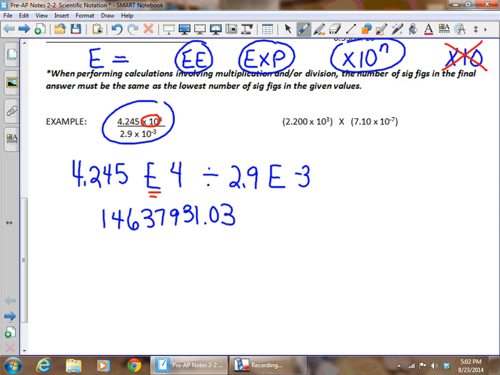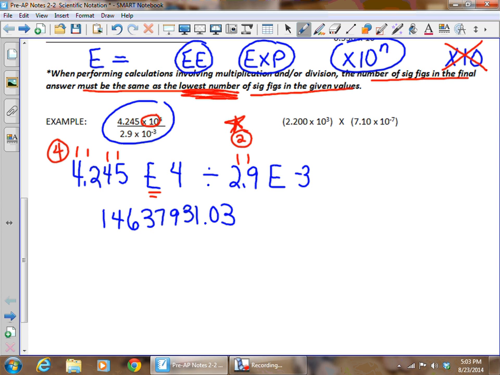So the first thing you're going to have to do anytime you have a calculation is to count up the sig figs in the values that you calculated with. The 4.245, easy, 4 sig figs. All of those are significant. The 2.9, 2 sig figs. The powers of 10 don't count. So the rule is that the number of sig figs in the final answer, as it says up here, must be the same as the lowest number of sig figs in the given values. So between 4 and 2, the lowest number of sig figs is 2, so my answer has got to have 2. So how am I going to do that?